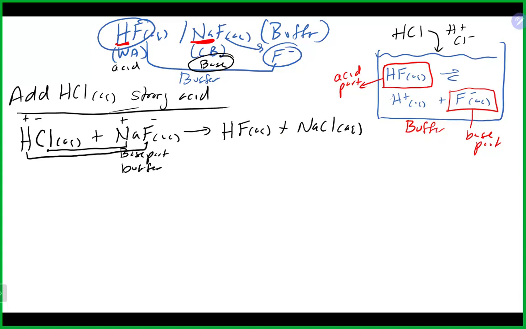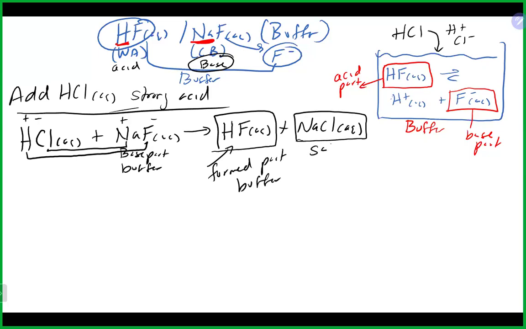Now, a couple of things are formed. This always happens in a buffer situation. We actually formed part of the buffer, so we made some more HF as a result of this reaction. And that always happens. Since HF was part of the buffer originally, that's definitely not going to screw up the pH. We also made this guy here, which is a salt. And this is a neutral salt, which means it will not mess up the pH either. But it is actually what we don't see here that we did see when we added the HCl to water. That's really the main difference.